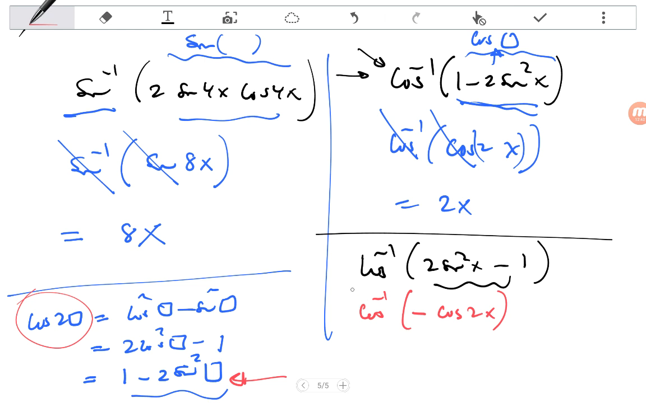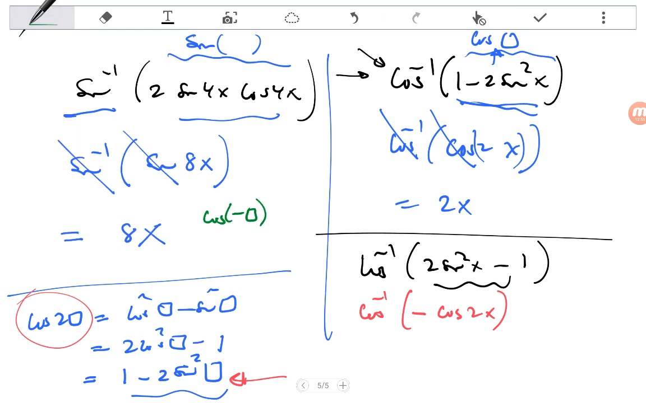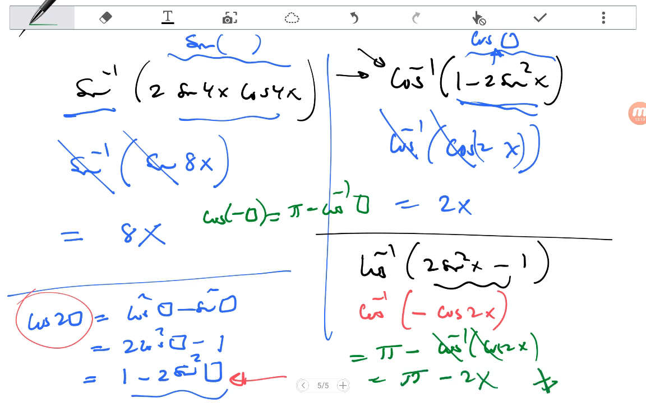I still can't cancel the cosine inverse with the cosine, because I have a negative sign here. But I have learned a rule: cosine inverse of a negative is pi minus cosine inverse of that angle. So I will say that this is pi minus cosine inverse of cosine 2x. Now this cosine inverse can cancel the cosine, and the result will be pi minus 2x.